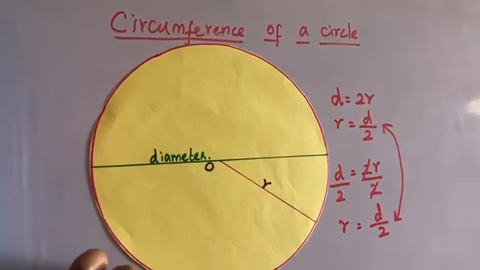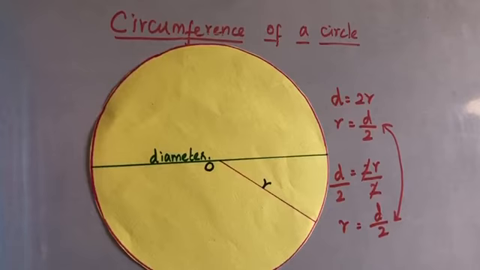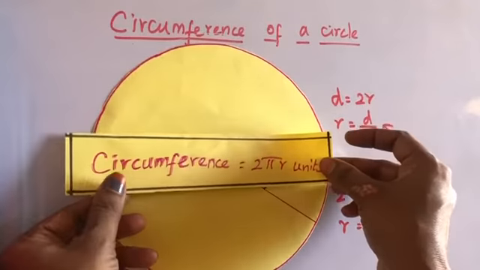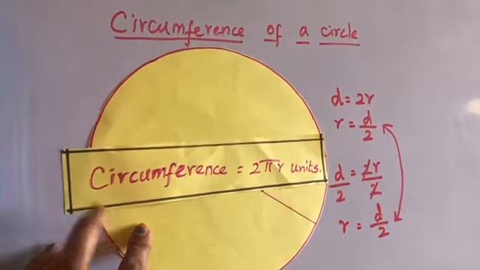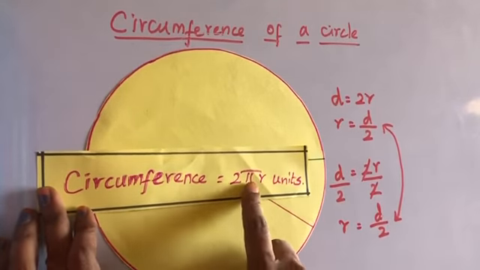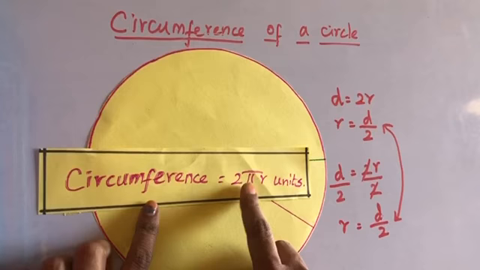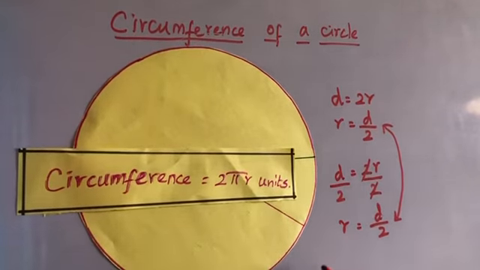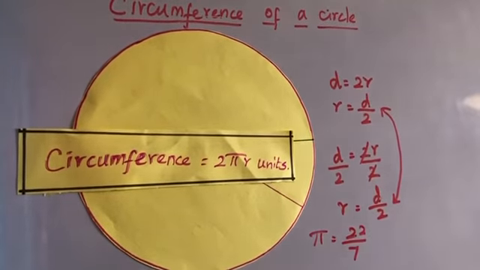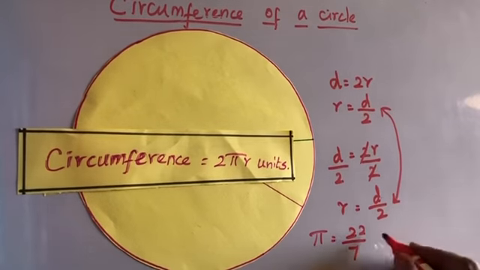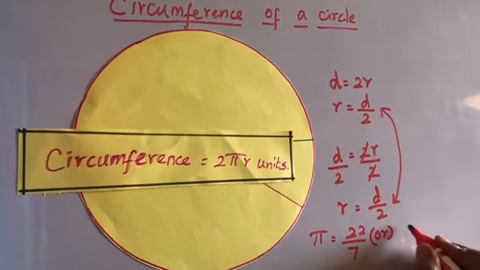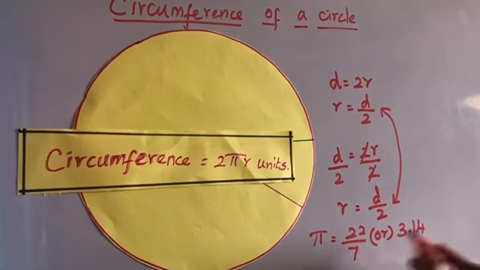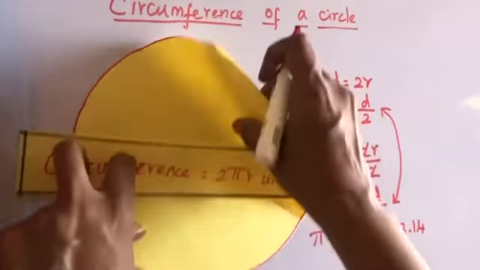Now we have to come to the formula for the circumference of the circle. The circumference of the circle is equal to 2 pi r units. Circumference is equal to 2 pi r units. The value of pi is equal to 22 by 7. In decimal form, we can write it as 3.14. If you divide 22 by 7, you will get the same.